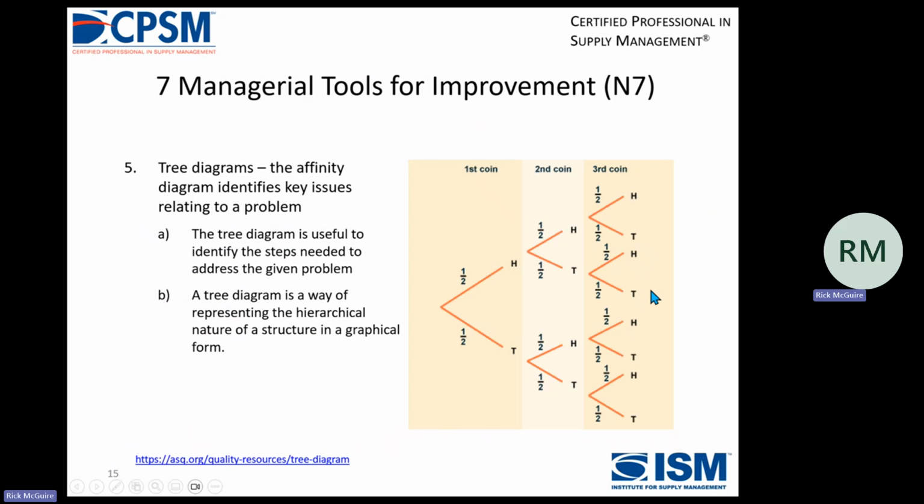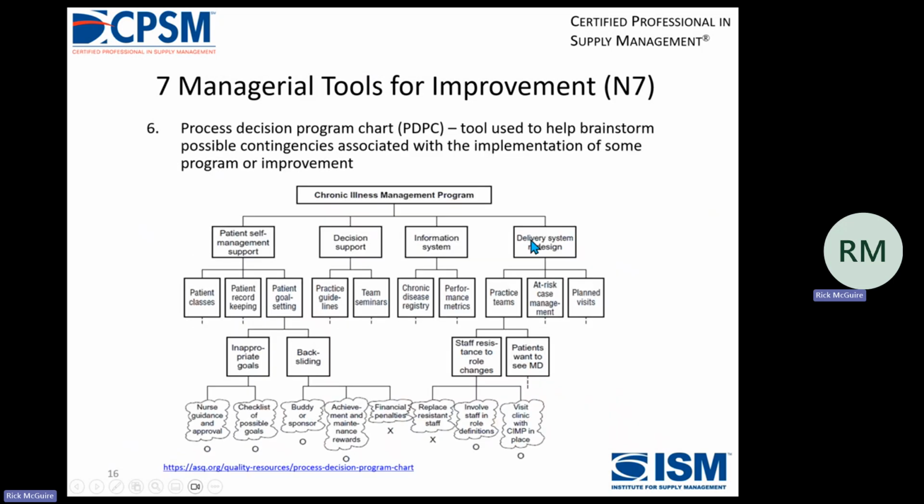Here's another look at tree diagrams. So this is the coin flip, and you can calculate the odds of getting a heads on the third flip, or all heads on all three flips. And then this is a different way of looking at the PDPC, or process decision program chart.